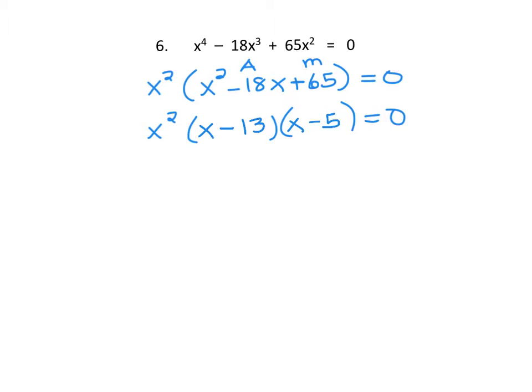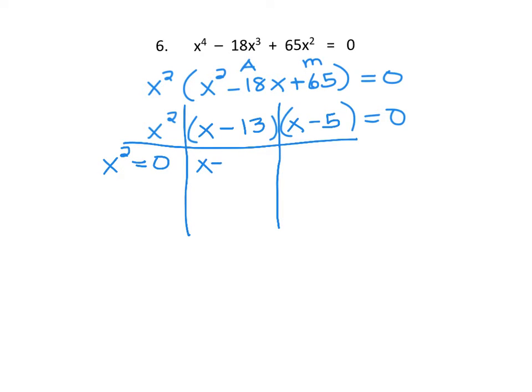Okay, so this time I'm going to separate all of my factors. And I'm going to set each one equal to 0. Okay, so let's start off by solving this first one. Now, to get rid of a square, we just take the square root. So that leaves us with x equals.